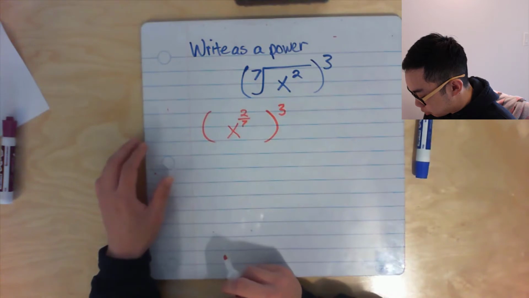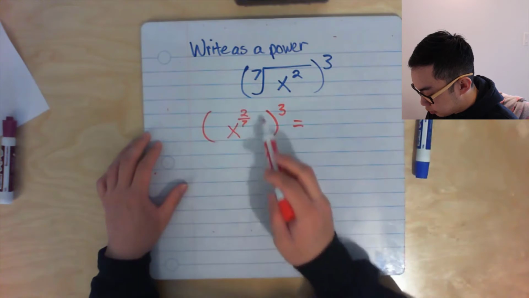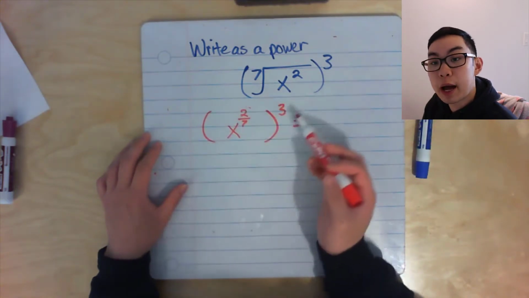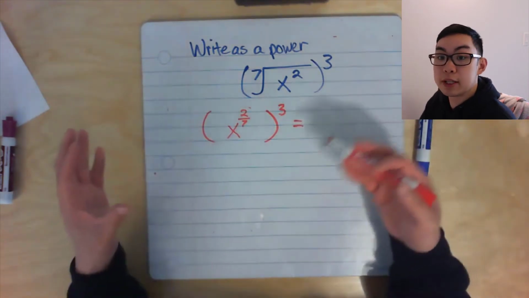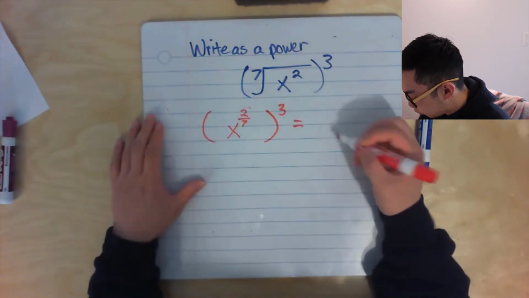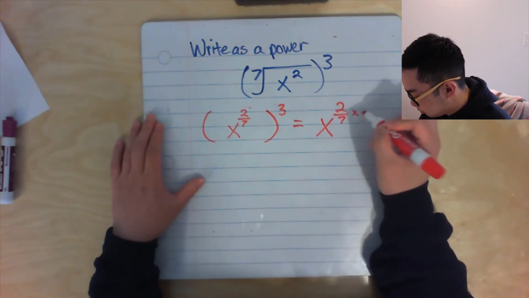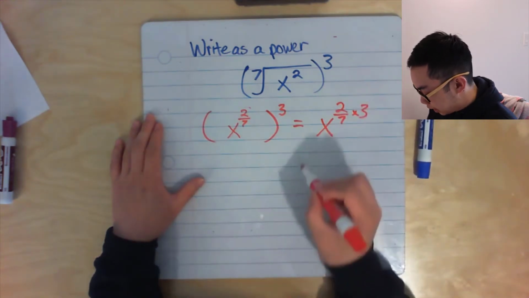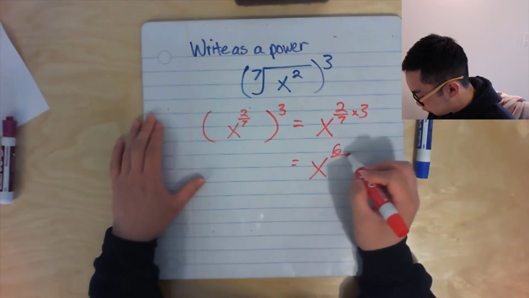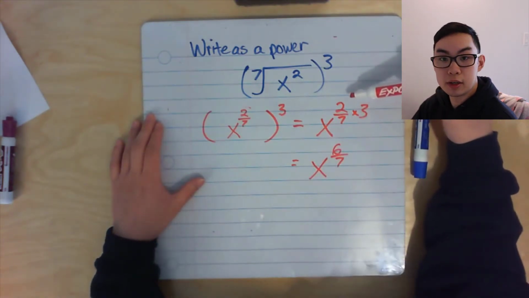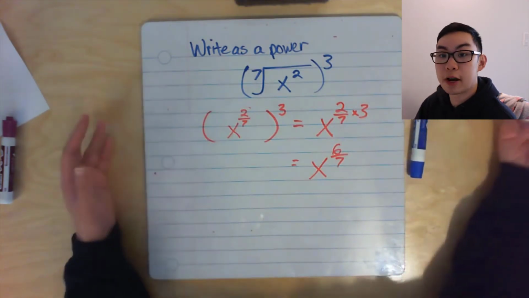Okay, so what happens next is we now have a power raised to another power, and the last rule I talked about tells us that we're multiplying the two. So we're going to be left with x to the 2 over 7 times 3. And equivalently, this means our answer is x to the 6 over 7, because 2 over 7 times 3 is going to get us 6 over 7. And that's our final answer.